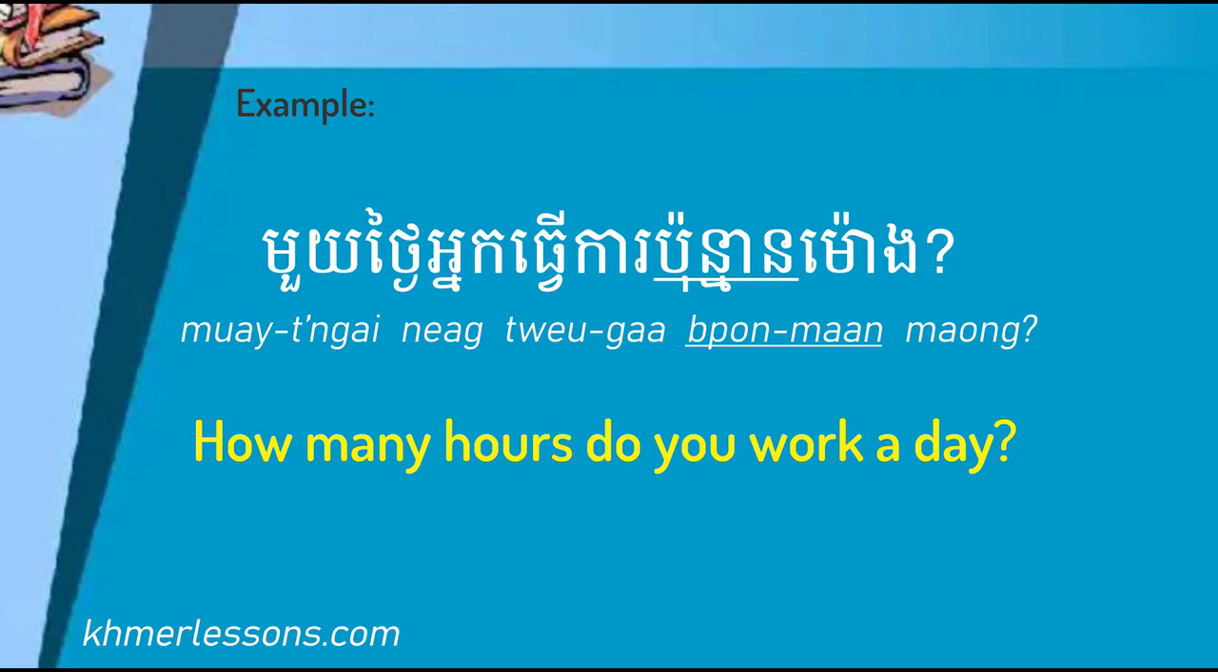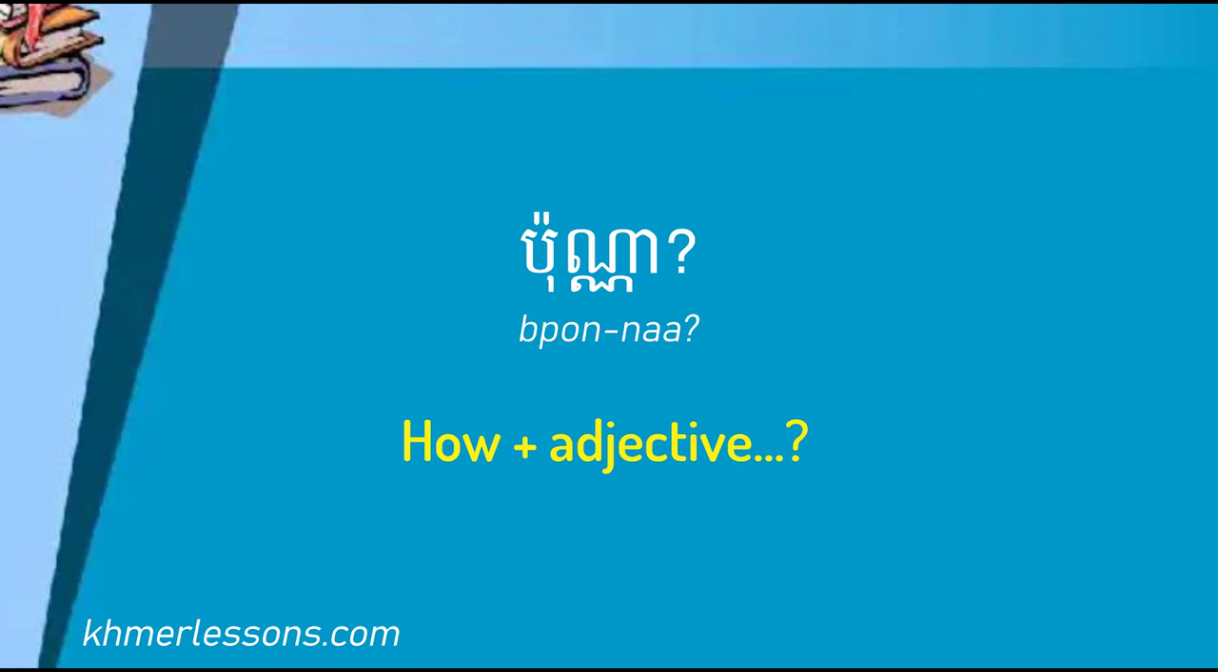But okay, let's see another one: pon na. As I told you at the beginning, when you make a question with how, we have different types of question words in Khmer, but this one focuses on how plus adjective. When you make a question with how plus adjective, we use pon na. But most students get confused when they hear pon na, they think of pon man, but actually it's different. Pon man is how much, how many. Pon na is for how in this case, plus adjective.